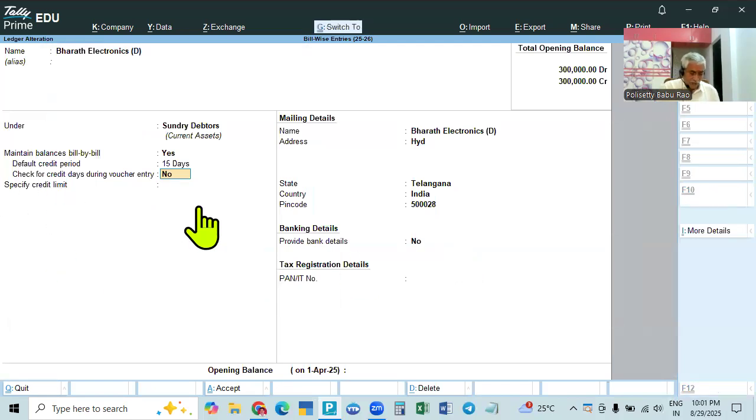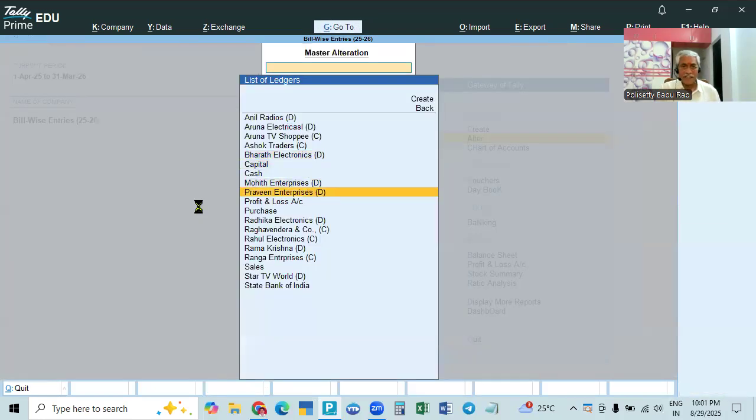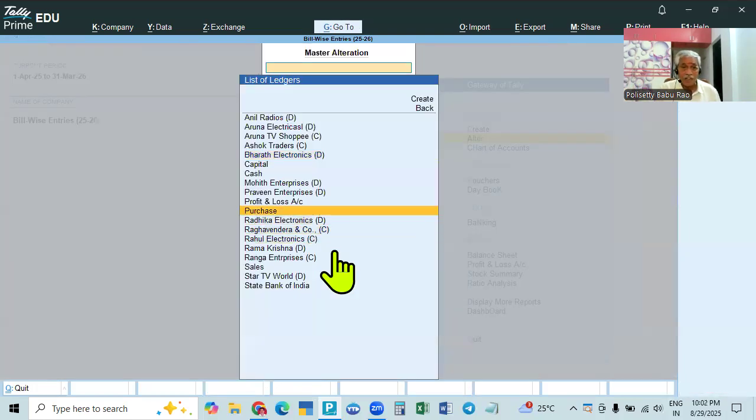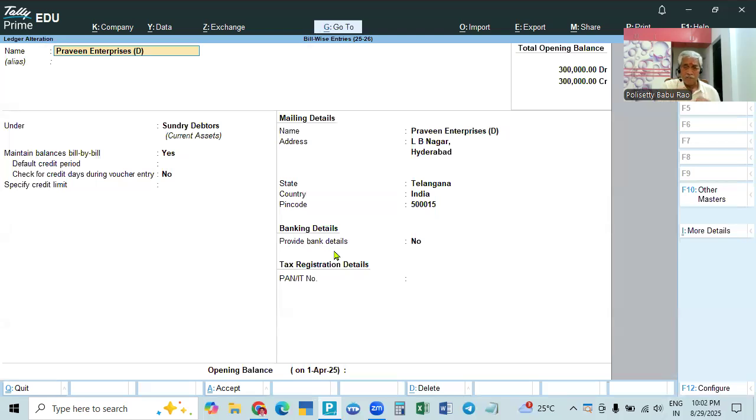So if you accept this and go to any party, it will show specify credit limit, whether it is a creditor or debtor. But only the seller will specify the credit limit. He will fix the credit limit for the buyer, that is, for the debtor. So for our debtors, we will fix it. But for creditors, the seller will fix it. If we buy, we cannot fix the credit limit. The limit will be fixed by our seller. So only sellers will fix.